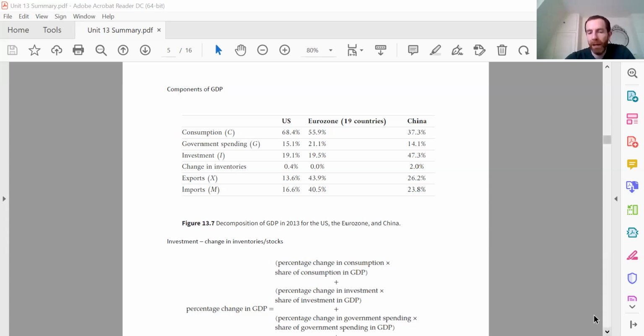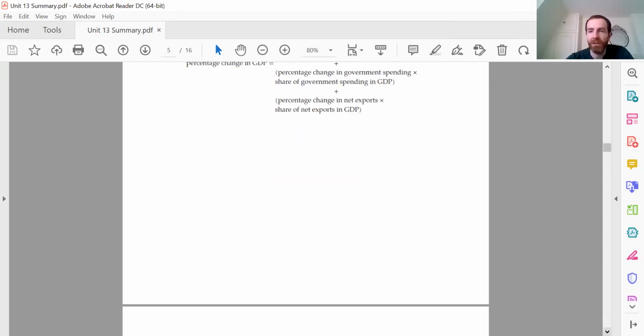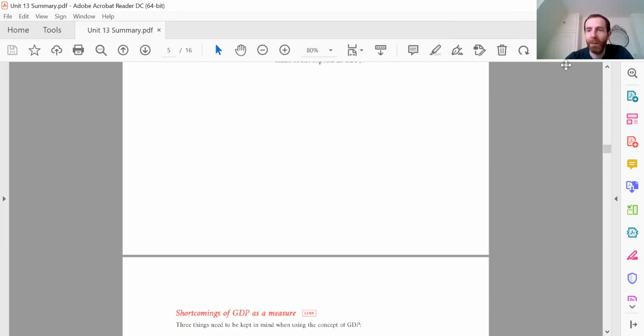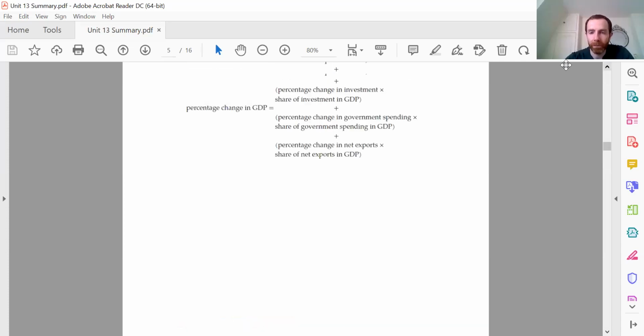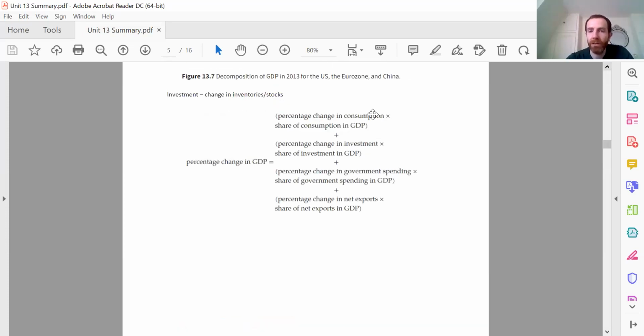And if we want to figure out the percentage change in GDP, sorry, I've skipped past the formula a little bit, let me go back to it. What we need to do is look at the percentage change in each of those components, and multiply it by the share of that component in overall GDP. So for each component, work out its percentage change and multiply by its share in GDP. That will give us our percentage change in GDP, which we saw in the earlier tables is what we were looking at with the GDP growth rate, right? The GDP growth rate is the percentage change in GDP.